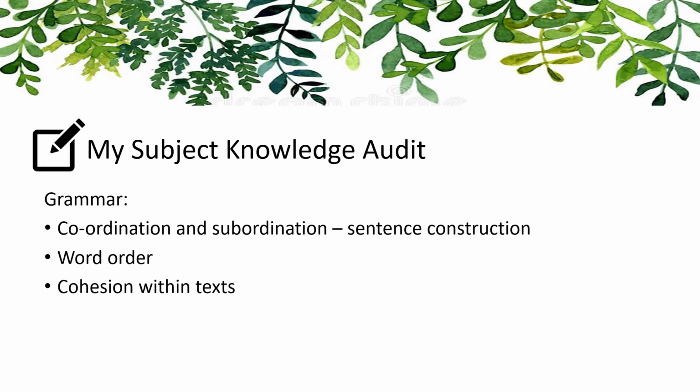My subject knowledge audit emphasised that grammar was my main area for improvement. The three main aspects of grammar that I have zoomed in on since then are the ones listed on the slide. In these sections in the subject knowledge audit, I did not achieve a single mark and have been looking at how these areas are taught within the English classroom. This presentation will focus on coordination and subordination, sentence construction, and how this can be taught in the Key Stage 4 classroom.